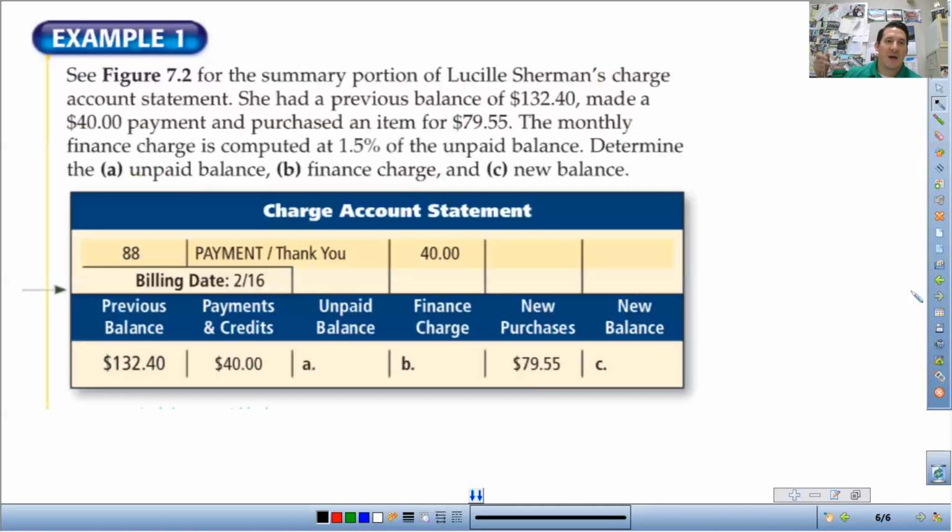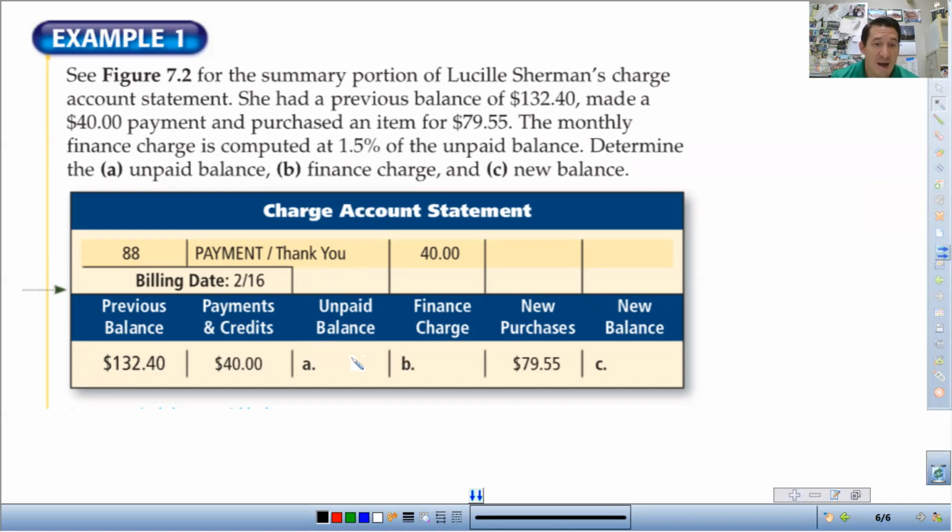So let's look at an example. The summary portion of Lucille Sherman's charge account statement. She had a previous balance of $132.40, made a $40 payment, and purchased an item for $79.55. The monthly finance charge is 1.5% of unpaid balance. Determine A, unpaid balance, B, finance charge, C, new balance.